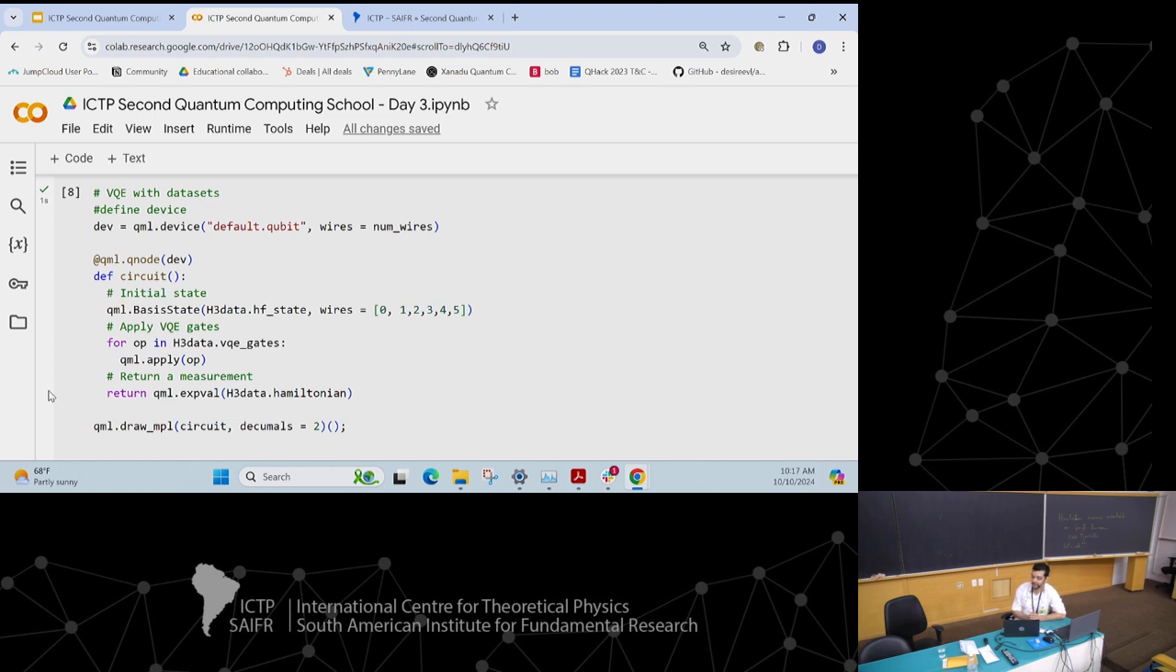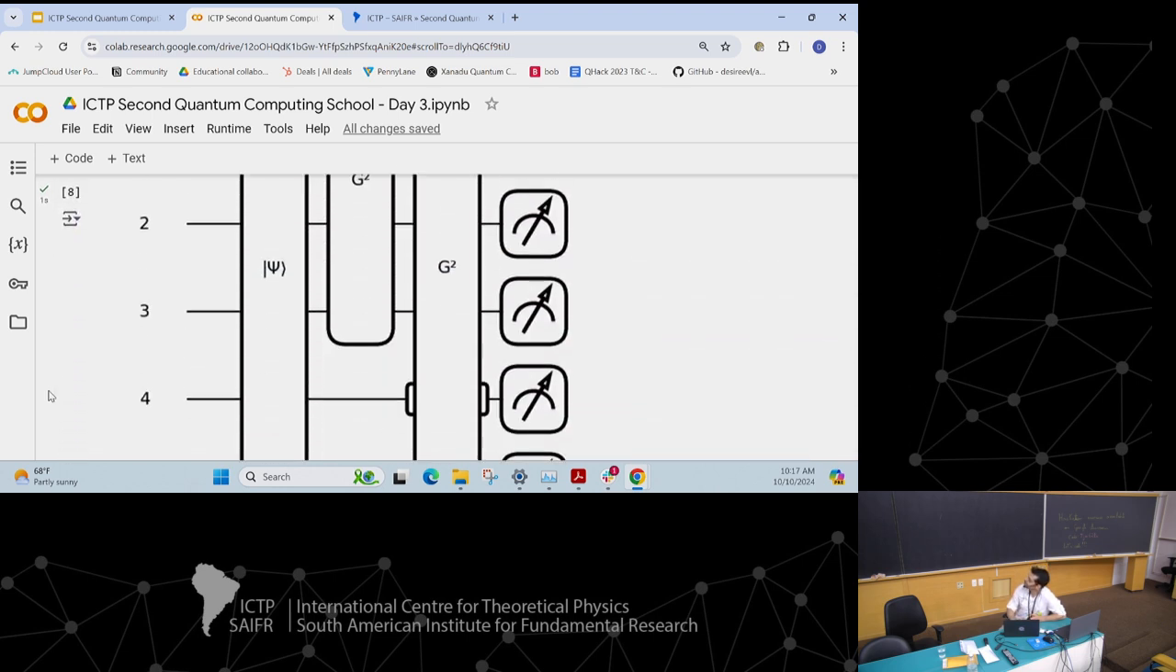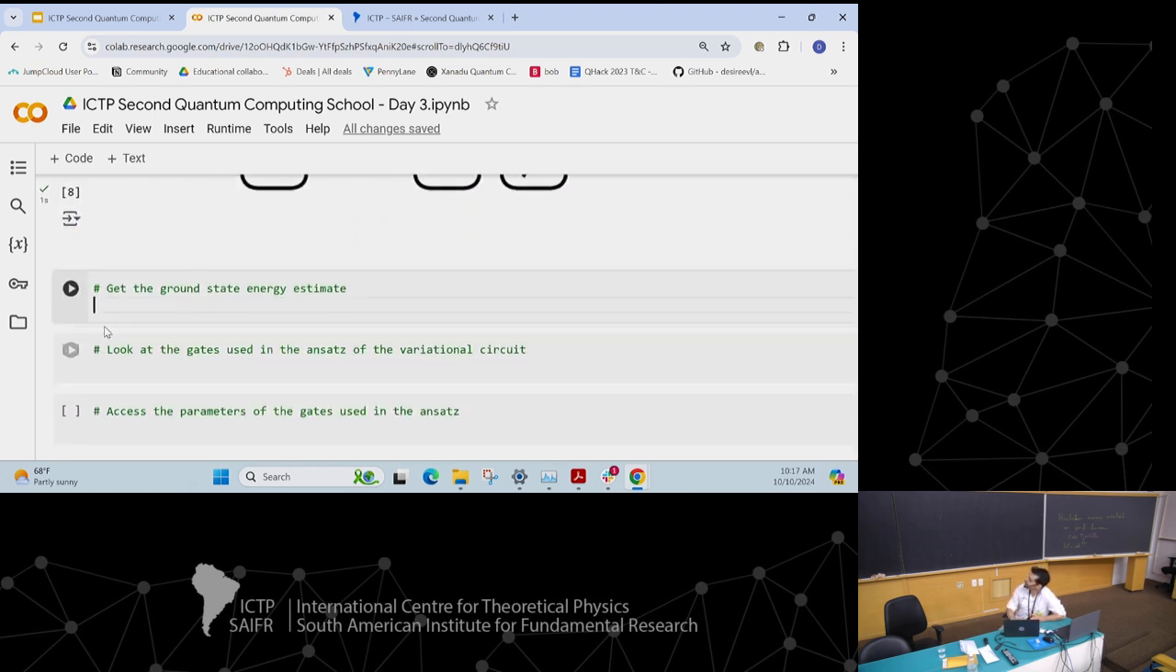As I said yesterday, we took a brute force approach. We tried all possible singles and double excitations. It turns out you don't need to do that. You can explore algorithms that can demonstrate that you actually don't need all of those gates. So in this case, we can get the ground state energy directly.